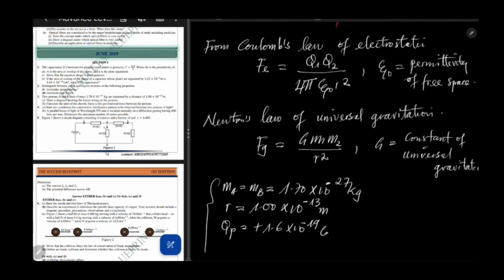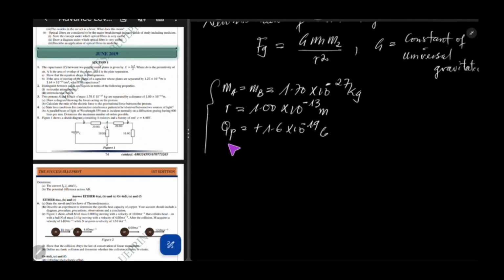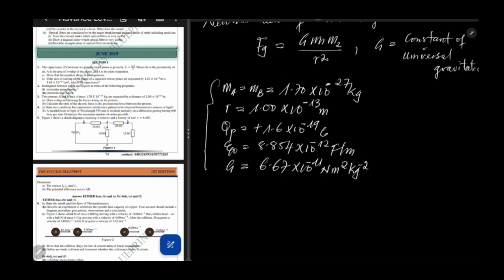What else do we need? We need the numerical value for the permittivity of free space and the constant of universal gravitation. Now, epsilon 0 is equal to 8.854 times 10 to the power negative 12 farad per meter. While the value of G is equal to 6.67 times 10 to the power negative 11 Newton meter squared per kilogram squared.